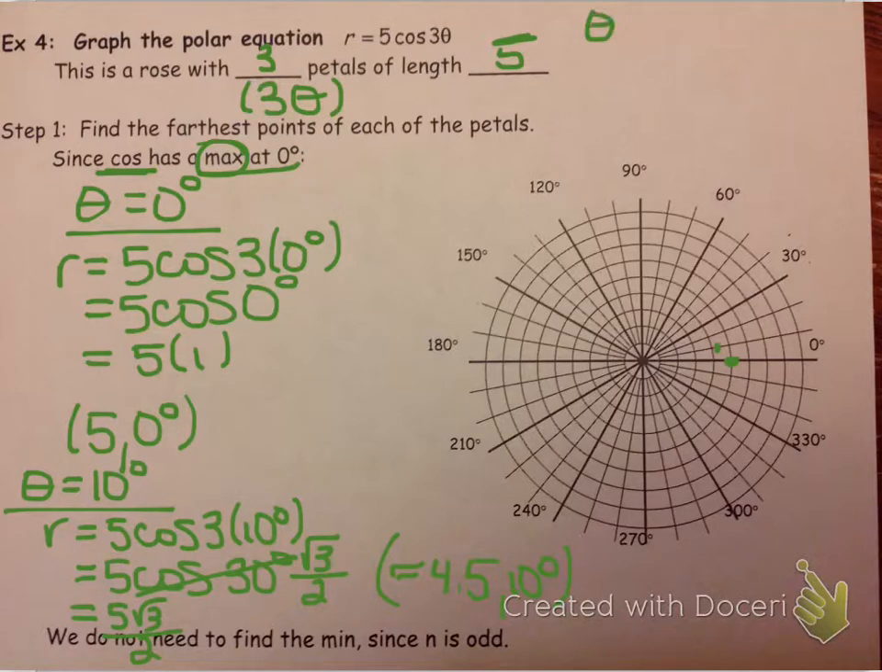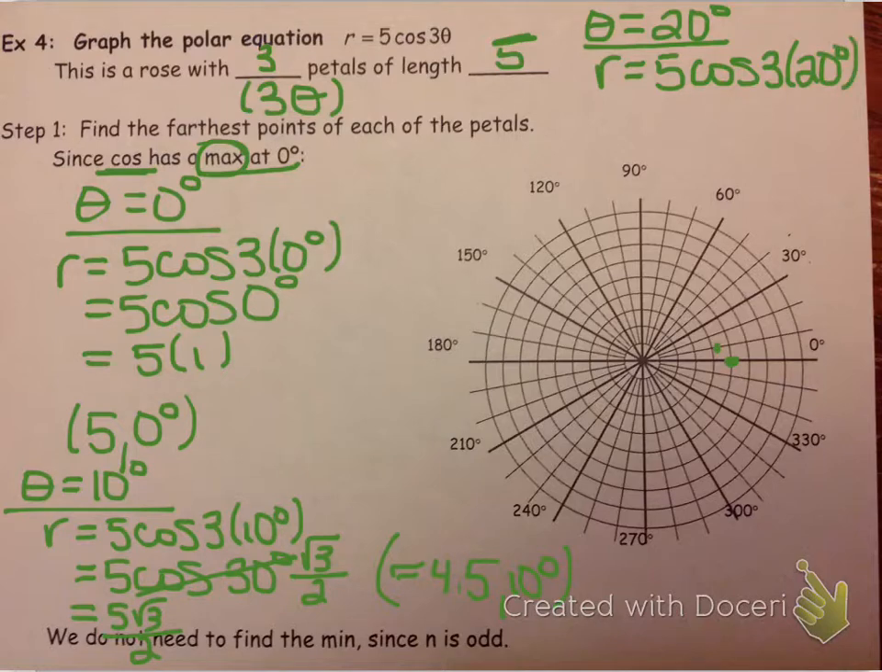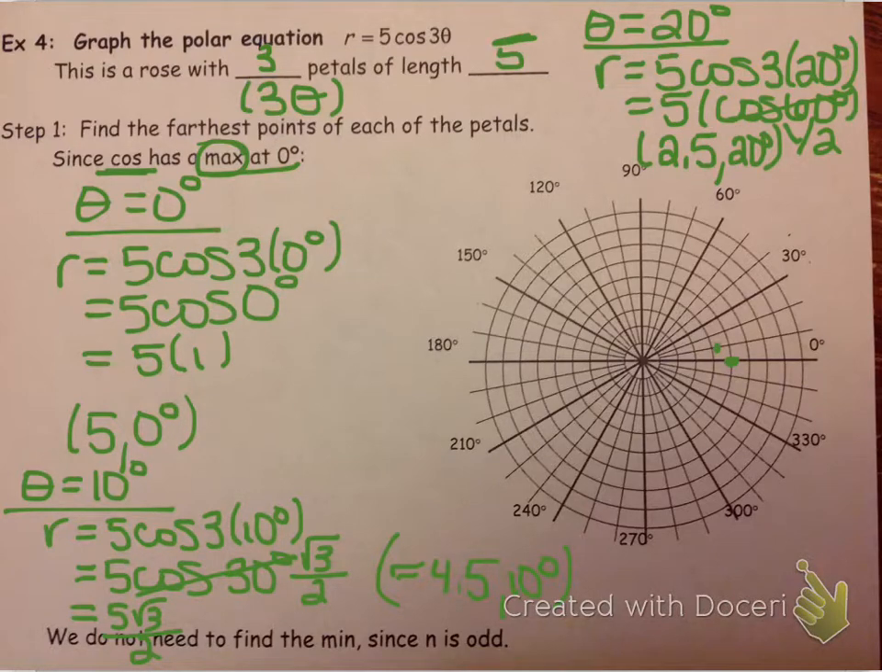And then I'm going to jump up here and I'm going to plug in 20 degrees, so that I can do 5 times cosine of 3 times 20 degrees, which is cosine of 60 degrees, which is 1/2. So I get a nice exact answer, 2.5 at 20 degrees. So 1, 2 and a half. And so this time around I've got the top half of my petal right there.